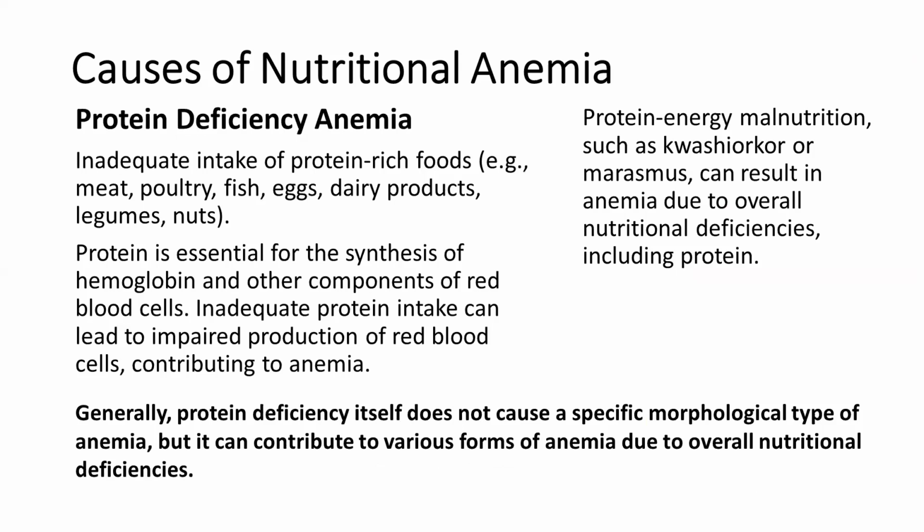Now, protein deficiency anemia. Inadequate intake of protein-rich foods, for example, meat, poultry, fish, and eggs, dairy products, legumes, nuts, can cause this. Protein is essential, as you all know, for synthesis of hemoglobin and other components of red blood cells. Inadequate protein intake can lead to impaired production of red blood cells, contributing to anemia. Protein energy malnutrition, such as kwashiorkor and marasmus, are examples. Generally, protein deficiency itself does not cause a specific morphological type of anemia, but it can contribute to various forms of anemia due to overall nutritional deficiency.